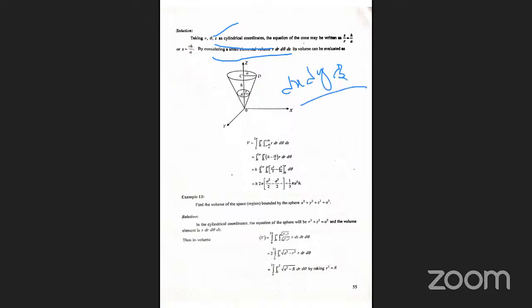This is three dimensional, and the volume element is r dr d theta dz. Now these are the z limits, and the radius is already given as a, so r goes from 0 to a. And d theta means the complete degrees, so theta goes from 0 to 2 pi.